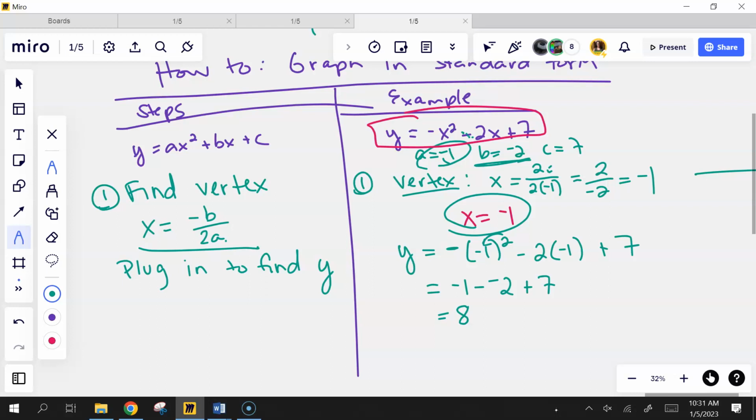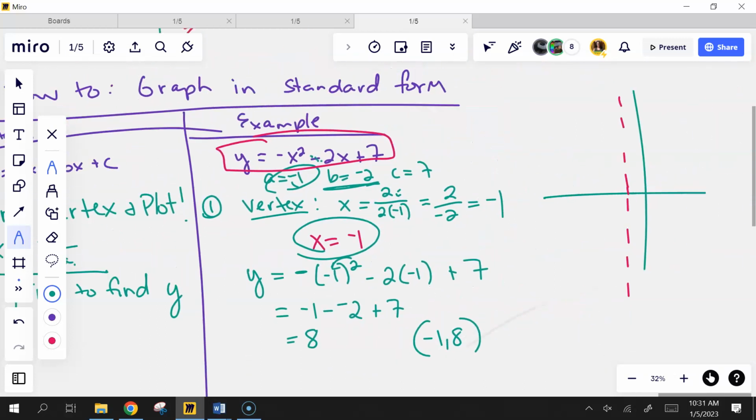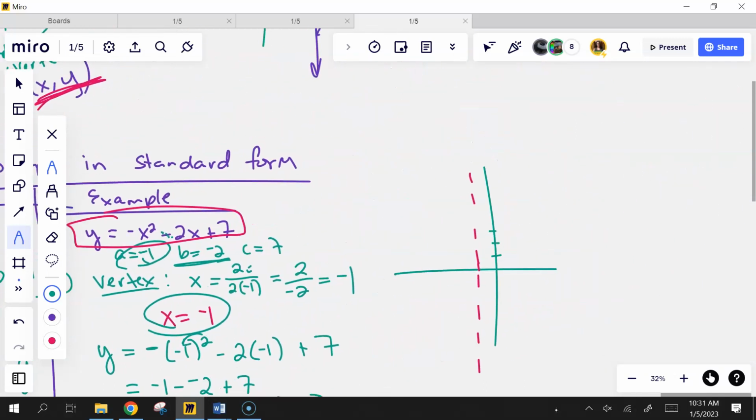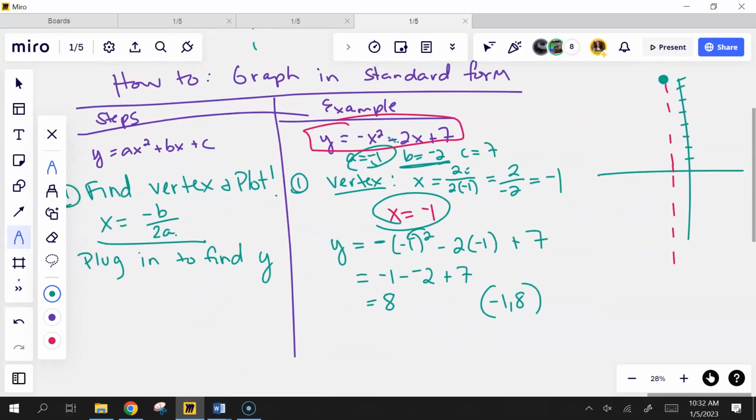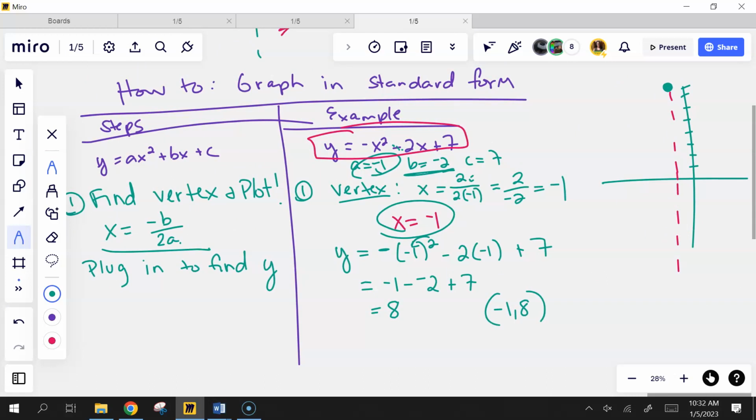What is my vertex? All that is step 1. Plot it. So I should say plot. Very good.